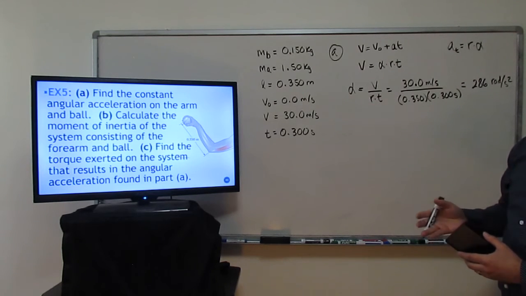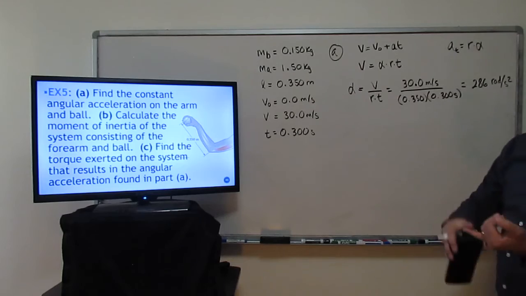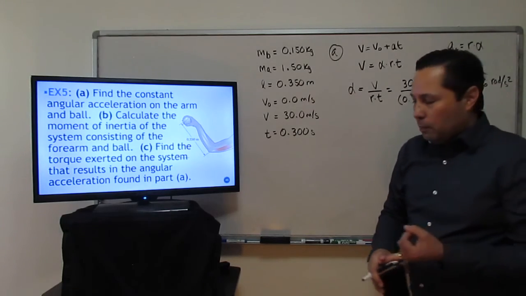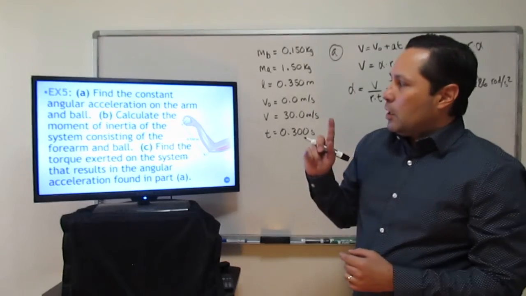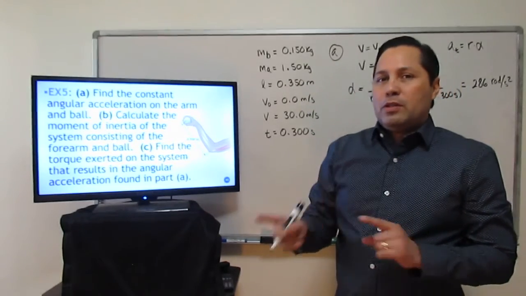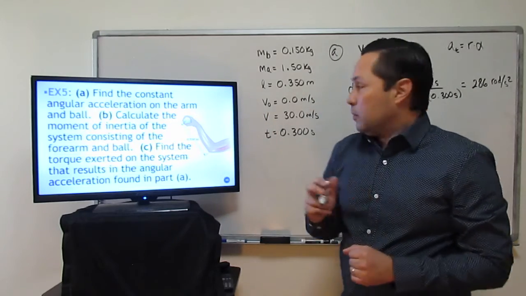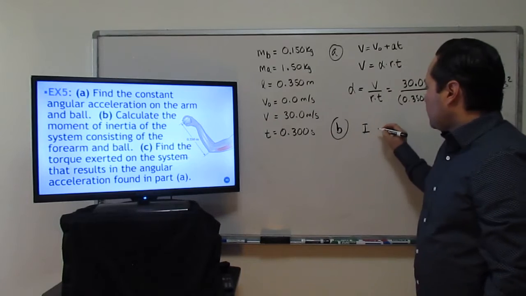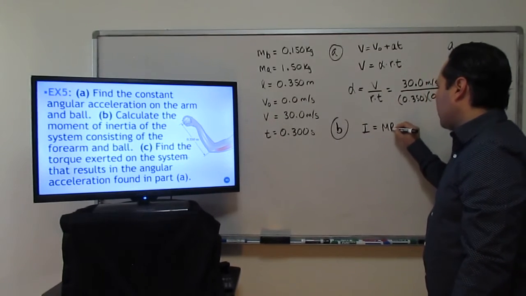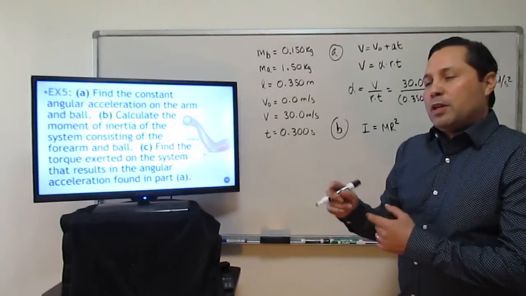Let's move along to part B. In part B, they ask you to calculate the moment of inertia of the system consisting of the forearm and the ball. For this problem, first of all, we need to separate the two things that are accelerating here. There's the ball, that's one, and the moment of inertia of the ball will be 1/2 m r squared. But for the forearm, it's a different one. It will be treated as a rod.